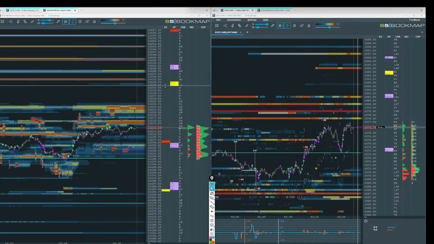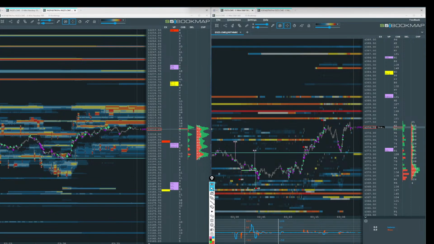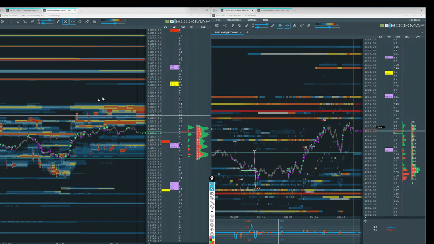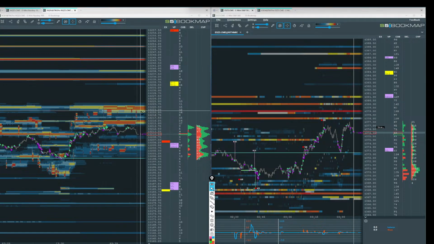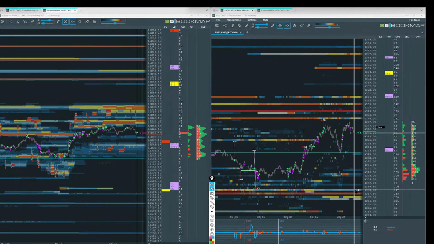So FTSE is stalling at its settlement. It's stalling quite badly at its settlement. Eurostoxx really hasn't progressed past its settlement. Those are the two most bearish things that I can see at the moment, and the fact that we've got a nice liquidity wall above in NQ and in ES.